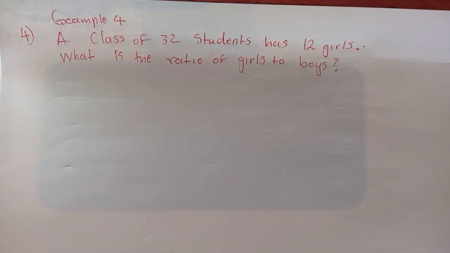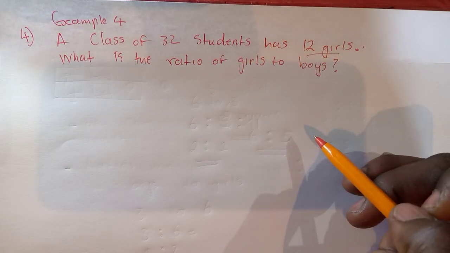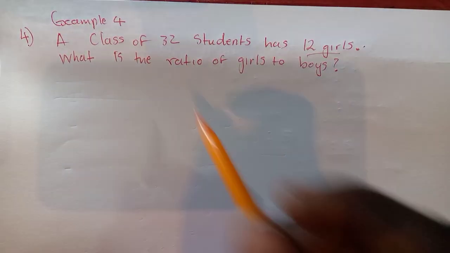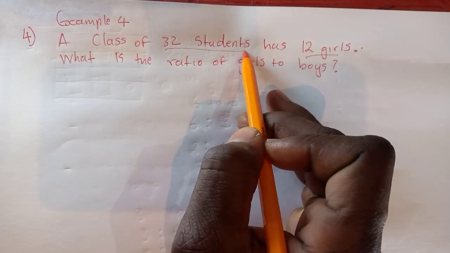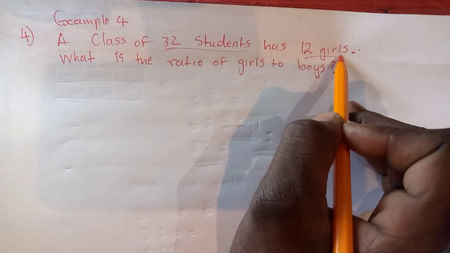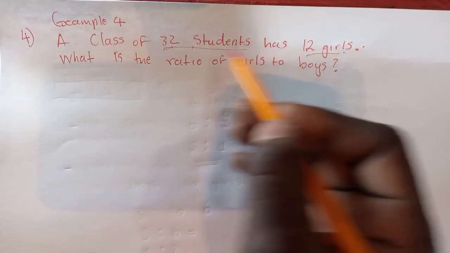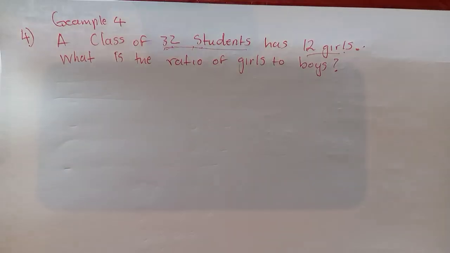Our fourth example says a classroom of 32 students has 12 girls. What is the ratio of girls to boys? When you look at this question, they have given us the number of girls, but they haven't given us the total number of boys in that classroom. But they have told us the total number of all students in this class. Of these 32 students, 12 are girls. So we need to find the number of boys in this class.